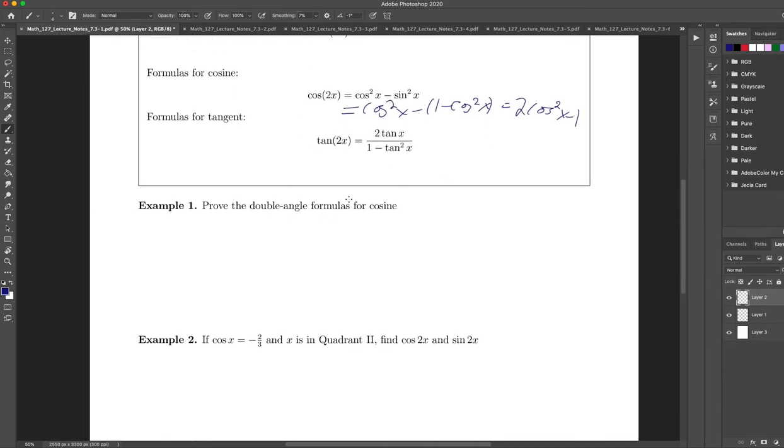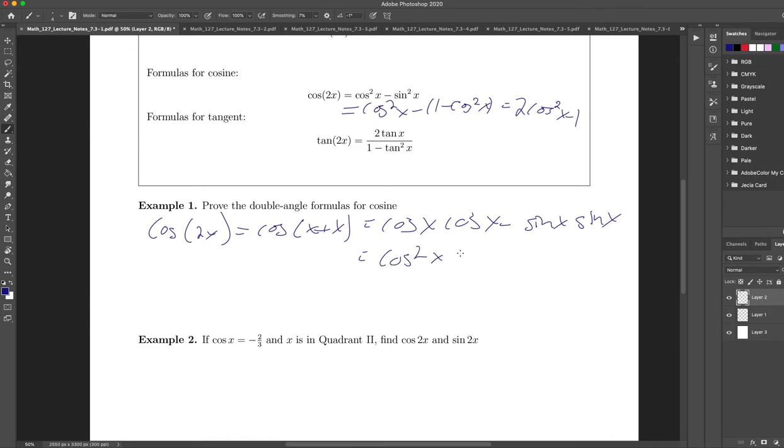So prove the double angle formula for cosine. So here, this is just to show where they came from. If we have 2x, it's the same as the cosine of x plus x. As we remember from last time, this will be cosine of the first one, x, times cosine of the second one, which is x, minus sine of the first one, which is x, times sine of the second one, which is also x. And so this is cosine squared x minus sine squared x. Okay.